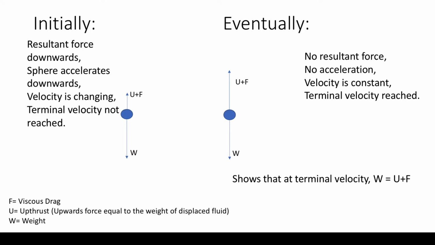Over time, the magnitude of the viscous drag increases until the magnitude of the upward forces is equal to that of the weight. This means there is no resultant force, so the velocity of the sphere is constant. So at terminal velocity, the weight is equal to the upthrust plus the viscous drag.